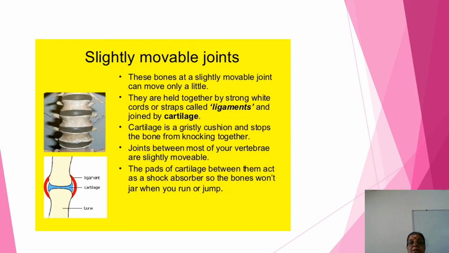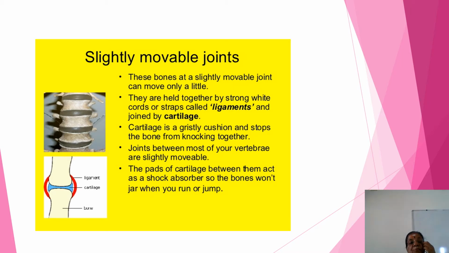The next one is slightly movable joint. What is given? The bones of such slightly movable joints have an outer covering of cartilage. Can you see here? Cartilage, the blue color. That is the outer covering of cartilage, allowing them to move slightly. They are seen where flexible support is important, for example, joints of the backbone.